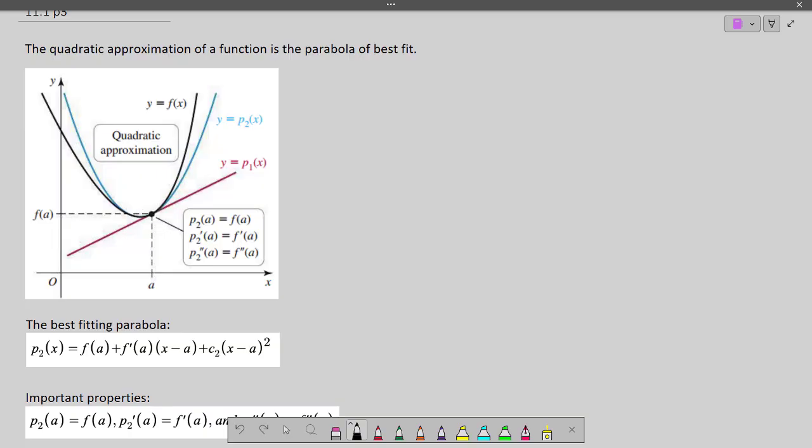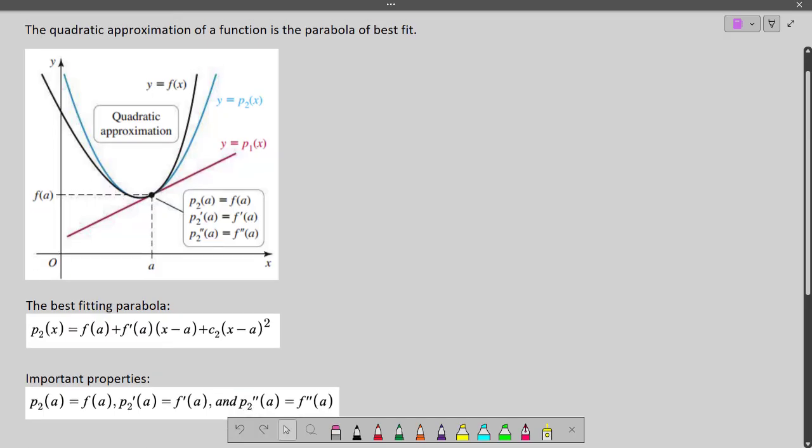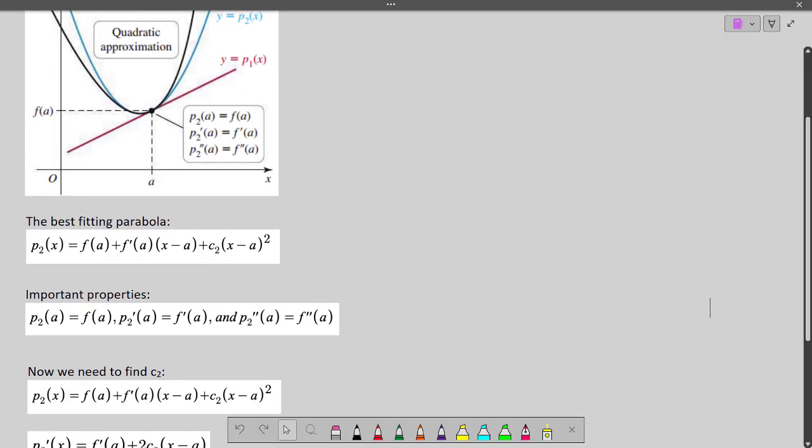So let's figure it out. How can we create the best quadratic approximation, the best fitting parabola? Well, we have some conditions that have to be true. First off, here is the tangent line. That's the best linear approximation. And this has to be part of the best quadratic approximation. We want the value and the slope to match. And when we go to the best quadratic approximation, we also want the concavity to match.